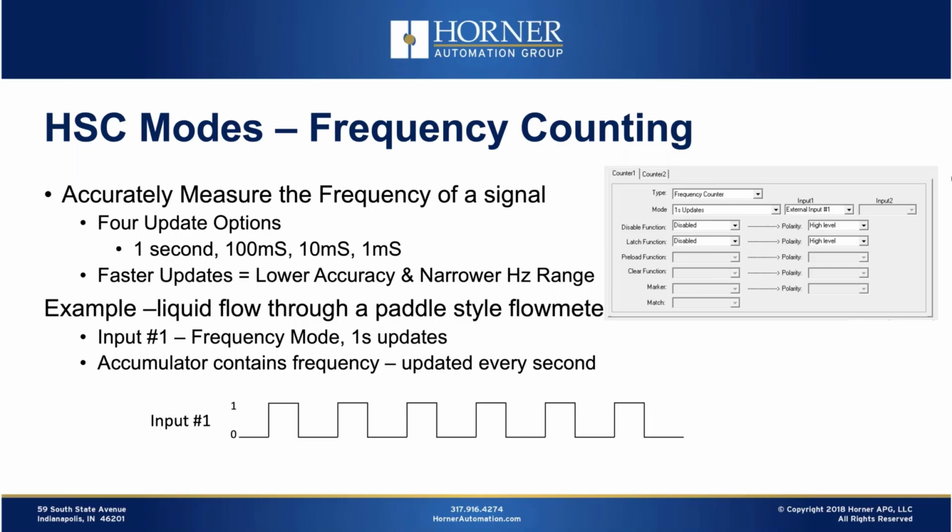Now you have 4 options as to how often you want the OCS high-speed counting function to calculate frequency. You can calculate every second, every 100 milliseconds, every 10 milliseconds, and every millisecond. Keep in mind, the faster you recalculate, the lower your accuracy and narrower your frequency range will be. You want to make that update option the widest one that you can live with for the application. That'll give you the best results.